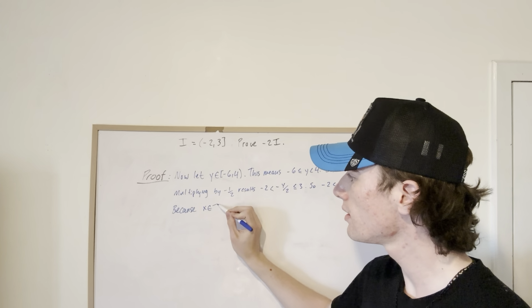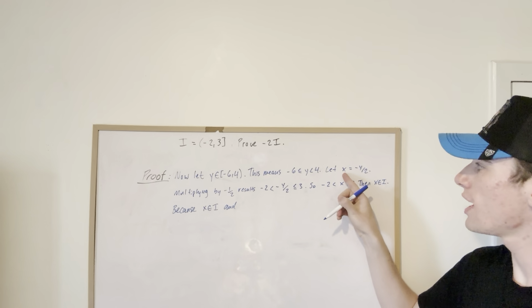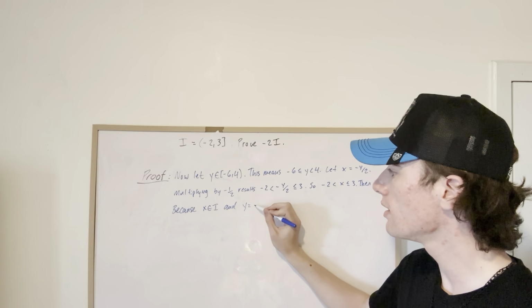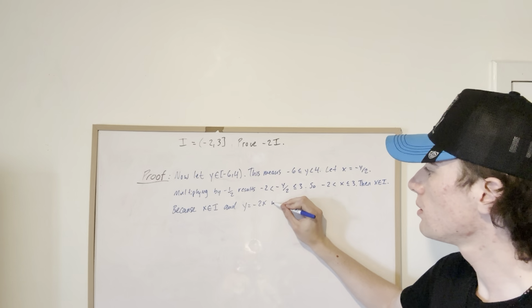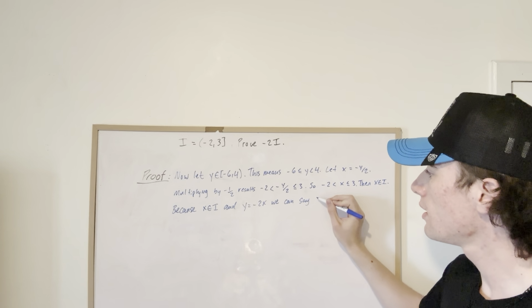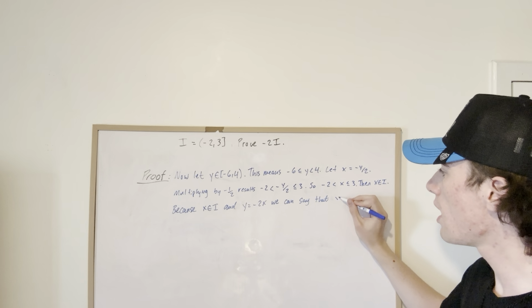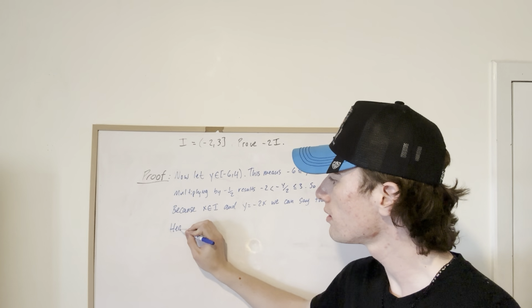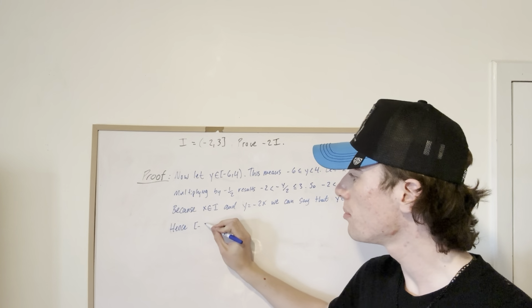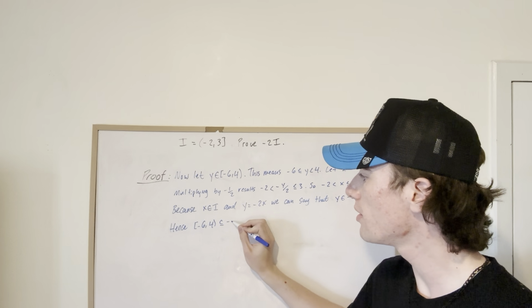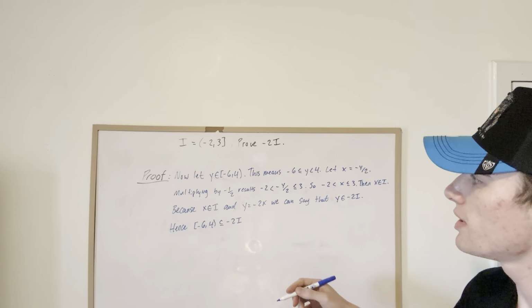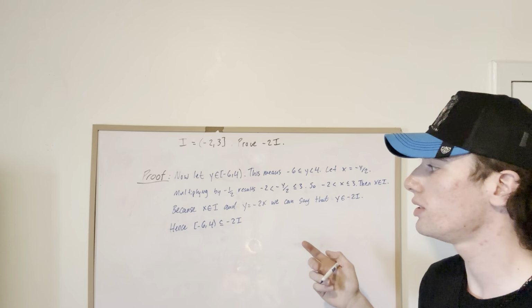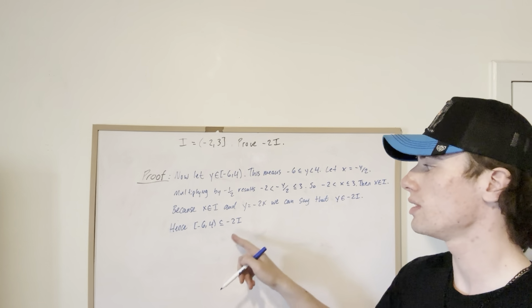Because x is in I, and when we multiply both sides by -2, we get y is equal to -2x. So we have y is equal to -2x. We can say that simply y is in -2I. Hence, the interval [-6, 4] is a subset of -2I. Why can we say that this is a subset? Because we started with an arbitrary element y, and we showed that everything here is also in -2I. So everything that's in this interval is also in -2I.